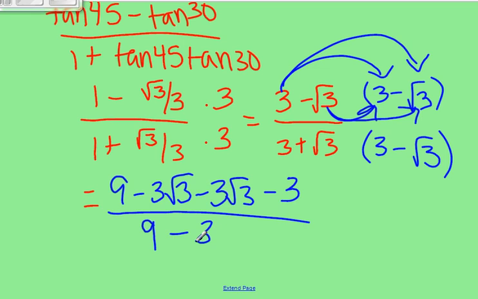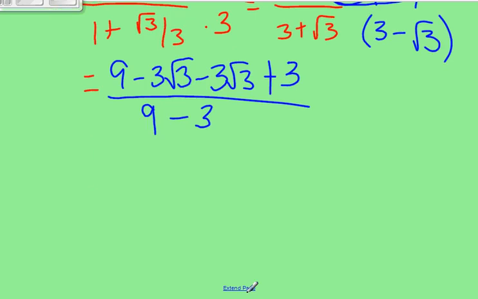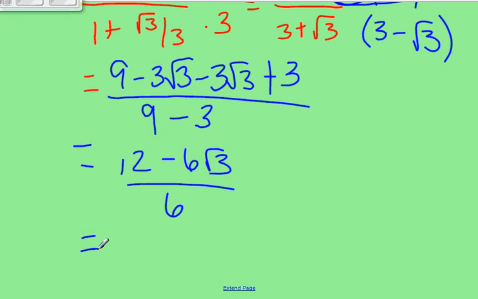Up here, this 3 should have been positive. I apologize there. Negative times negative is indeed positive. Okay, so then we get 9 plus 3 is 12, and negative 3 minus 3, which is 6, square root of 3 over 6. And then we simplify because they can all be divided by 6. So we get 2 minus the square root of 3 as our final answer there.